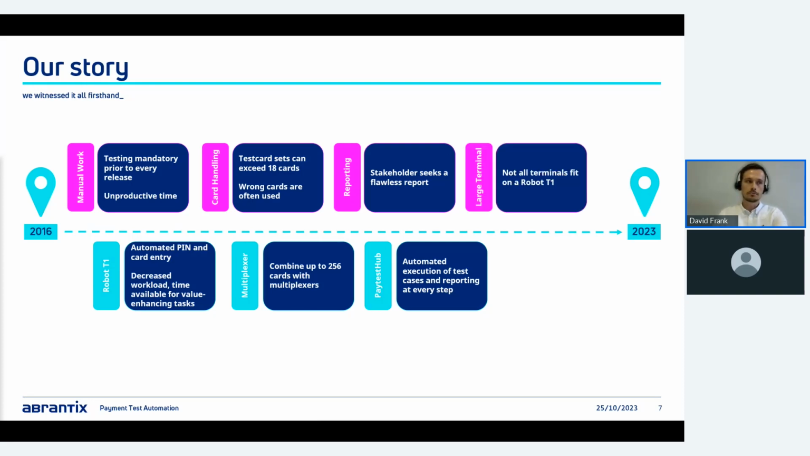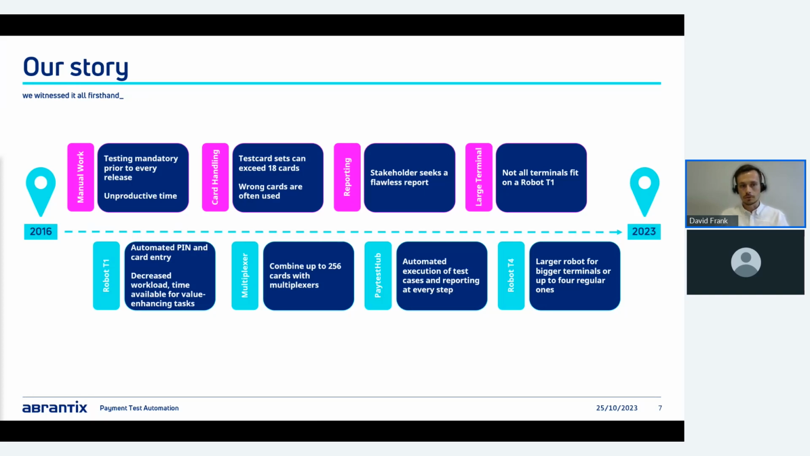The latest development we were challenged with was that the POS terminals get bigger and bigger and they don't fit on our Robot T1 if they are too big. So we had to find a solution, and the answer to this is the Robot T4, which has been launched in September. The T4 is capable to host either large terminals or up to 4 terminals. So depending on your setup, you would either use a Robot T1 or a Robot T4 and have then more flexibility in your testing environment.